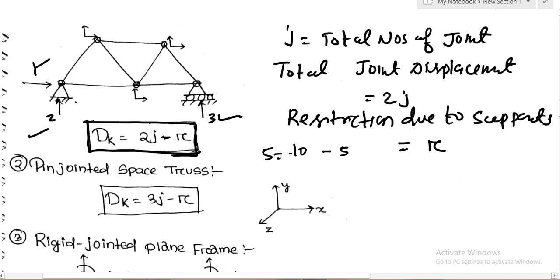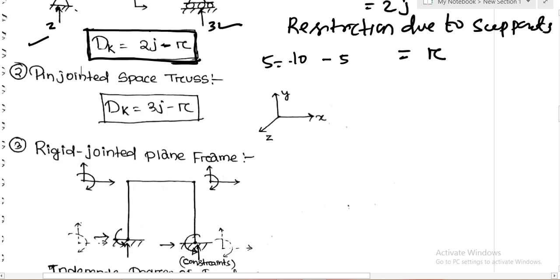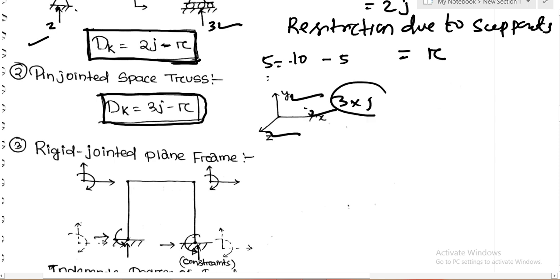So now I told you about the pin jointed space truss. It can actually move in the x direction, y direction, and z direction. So the kinematic indeterminacy of a structure for a space truss is 3j minus r, because the total independent displacement will be equal to 3 times j.